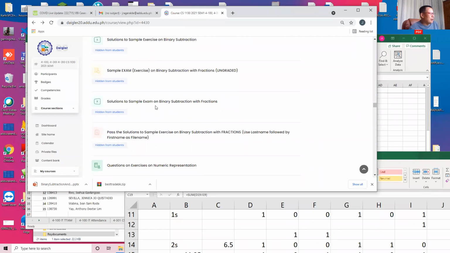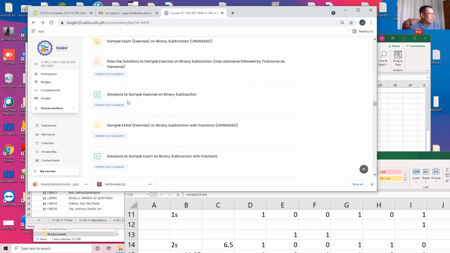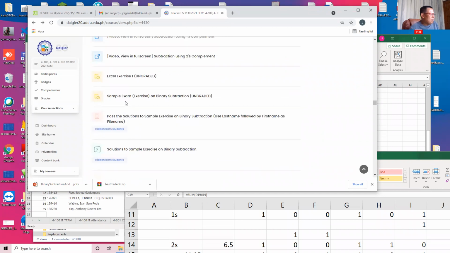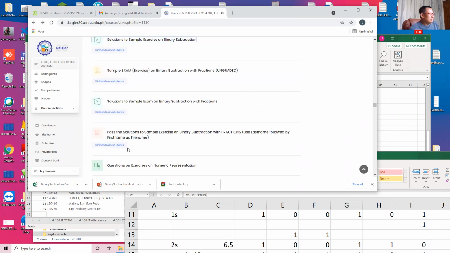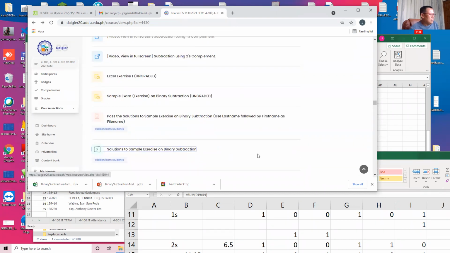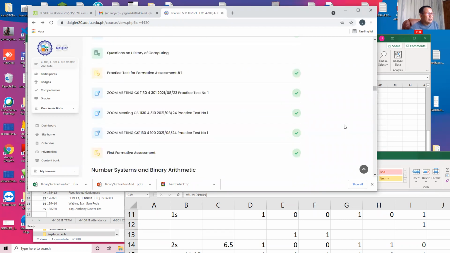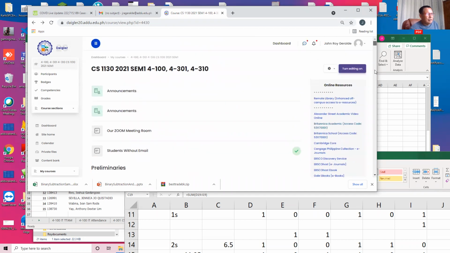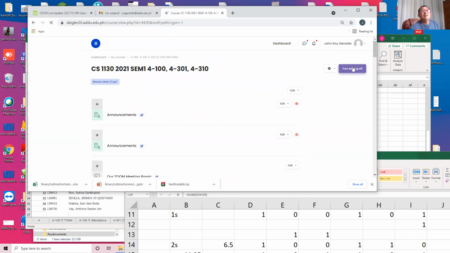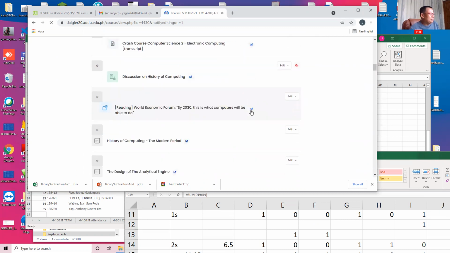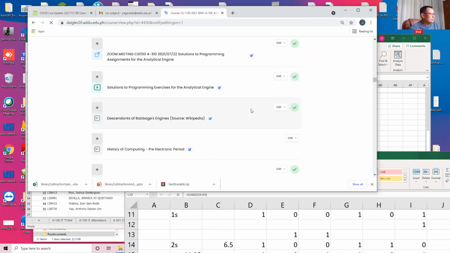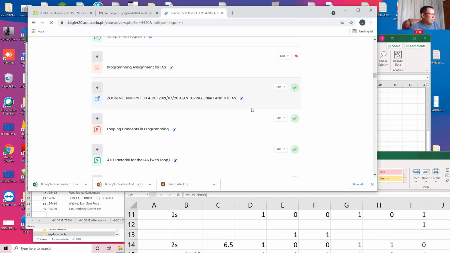It's still hidden. Binary subtraction with fractions. Sample exercise on binary subtraction. Can I show this to you instead? Sample exam. Okay. There are sample exercises in binary subtraction. I'll show you that anyway. We still have time. So anyway, let's look at that.